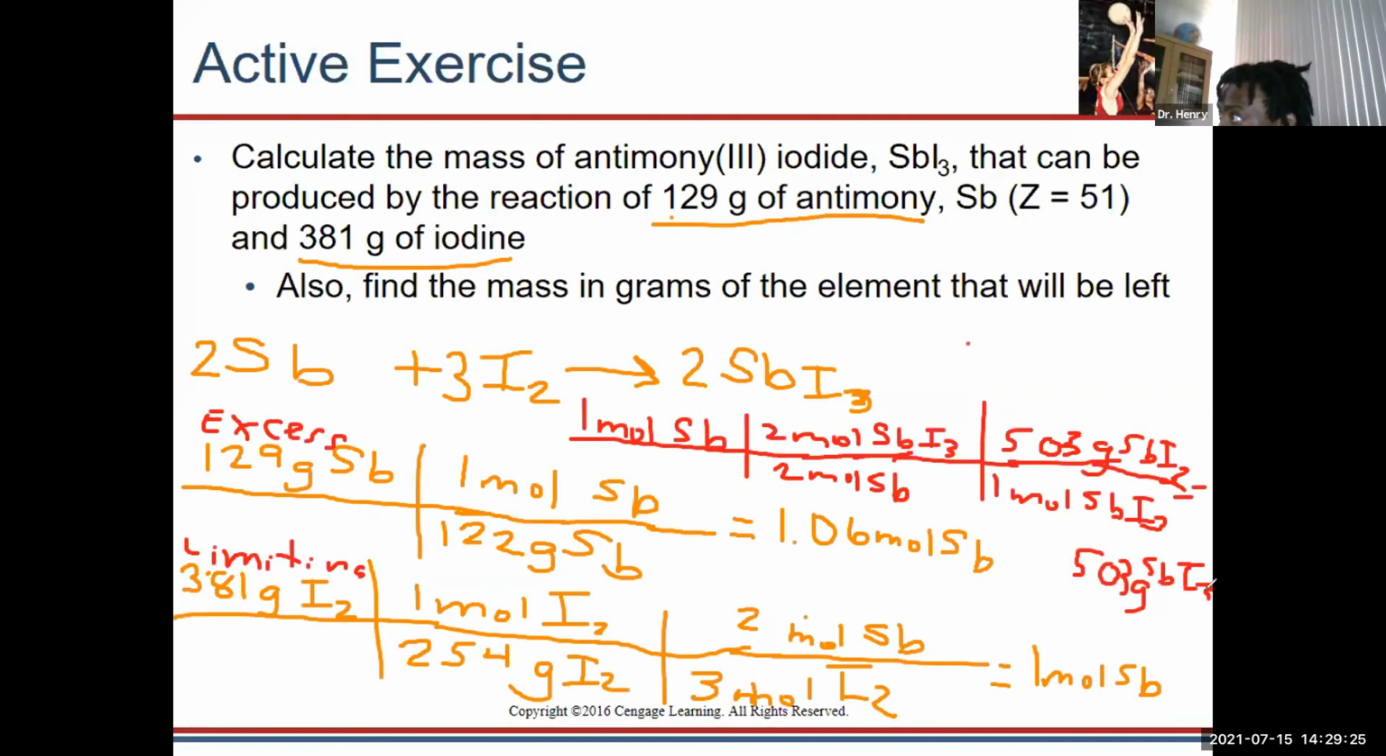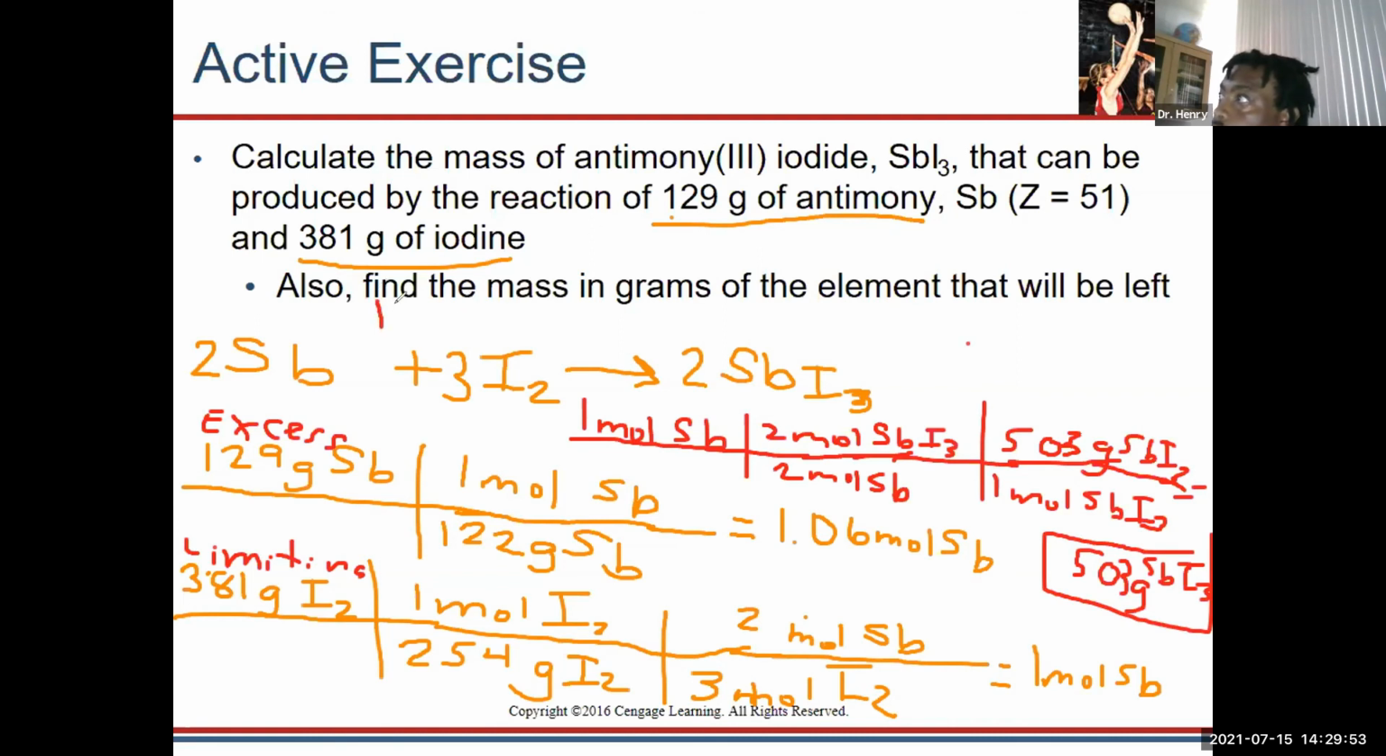So SbI3. Okay, so that's my answer. The second part says, also find the mass in grams of the element that would be left. If we know the conservation of mass, what we put in, we have to get out, right? So if we put all of this in there, we could do it a couple of ways.